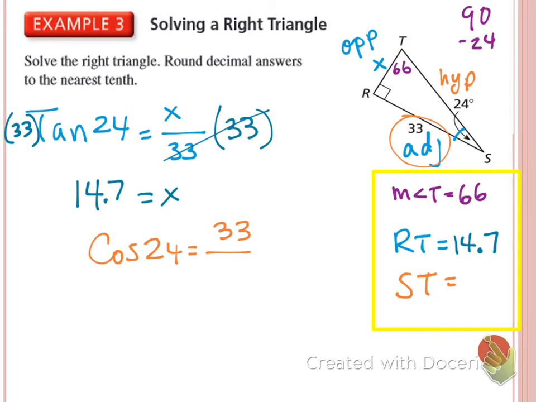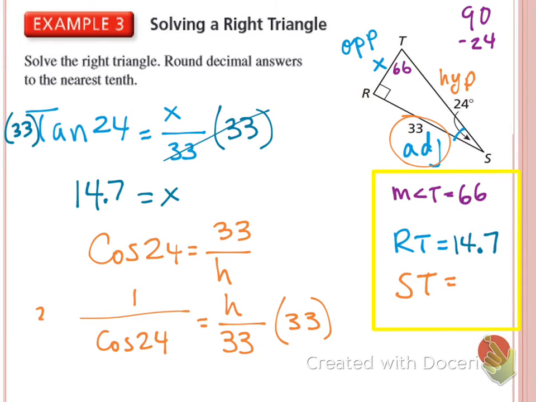You can call it whatever letter you want. I'm going to call it h, because why not? Do I need to flip this one? I do. So I flip both, and then I multiply times 33. So what is that hypotenuse going to equal? 36.1, we agree?